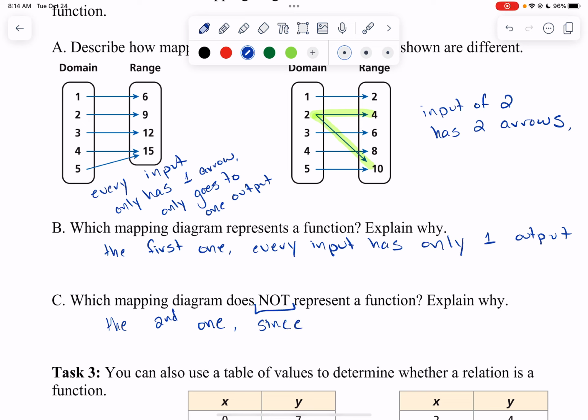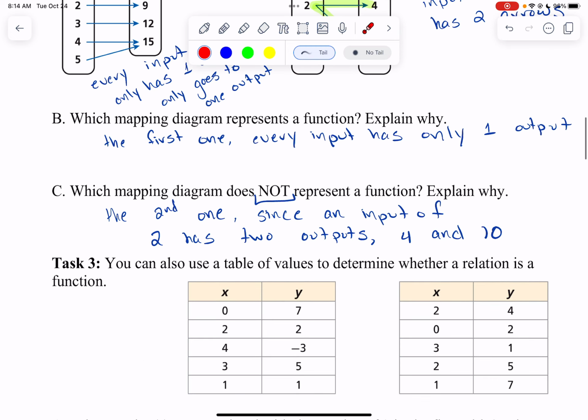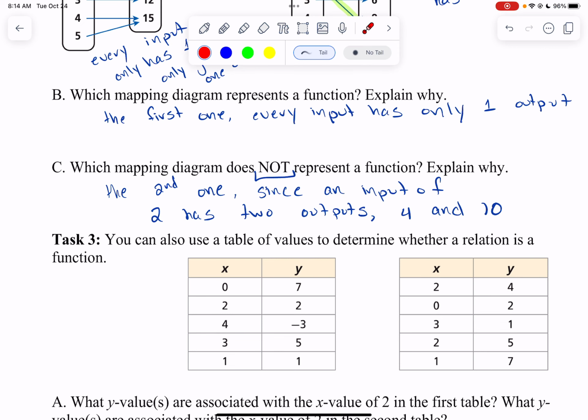since an input of 2 has 2 outputs. The 2 outputs are 4 and 10. Again, yes, 5 goes to 10 and 2 goes to 10. That's okay. You can have 2 inputs with the same output, but each input can only go to one output.